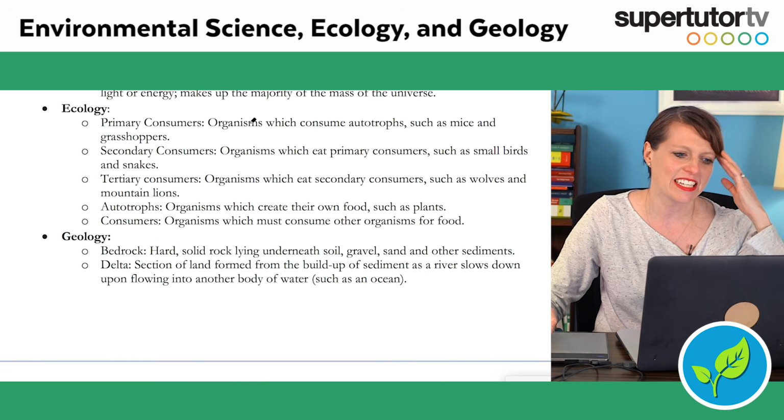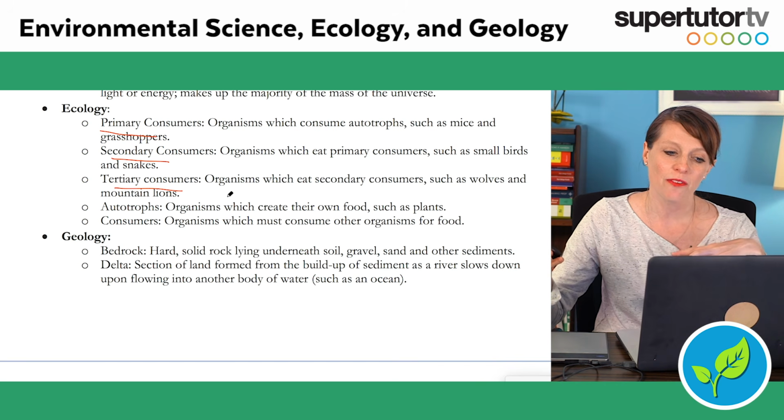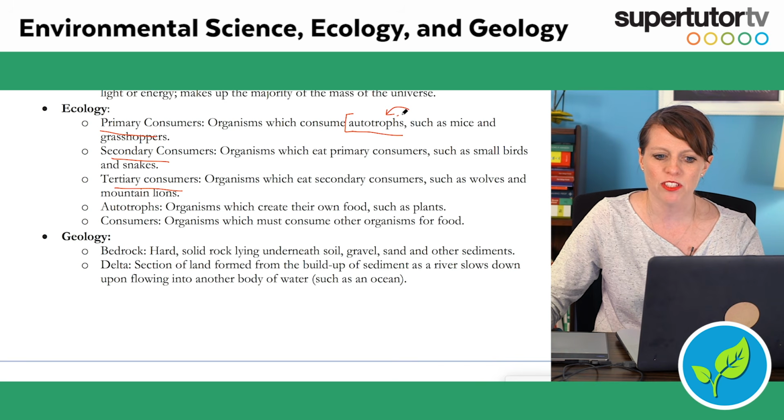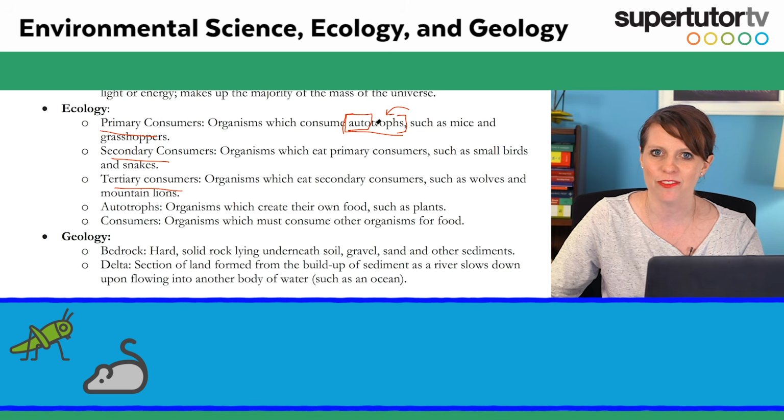Ecology, let's talk about ecology. Consumers. So this idea of primary consumers, secondary consumers, tertiary consumers, this is about the food chain, right? And who eats what. So primary consumers consume autotrophs. Autotrophs means organisms that make their own food. Remember, auto is a root that means self. So autotrophs make their own food. That's plants and things like that. So mice and grasshoppers, they eat grass, plants, stuff like that.